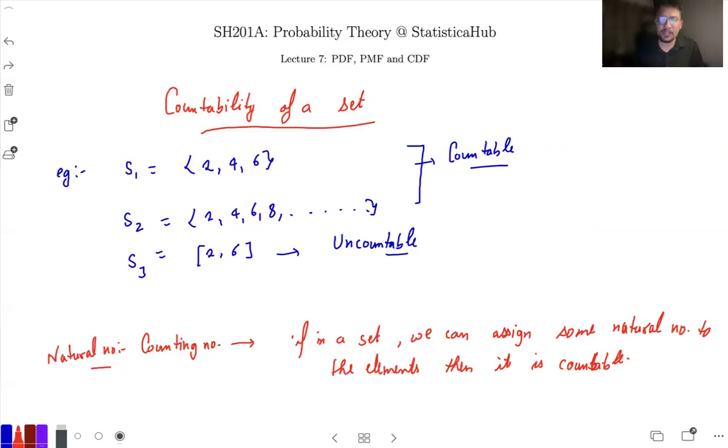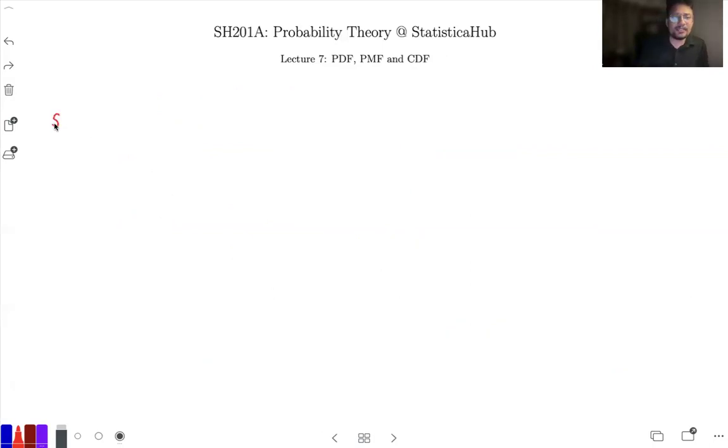I will take up the same example again, set one, that was containing 2, 4, and 6. I can see the numbers are arranged in ascending order. I can simply say this is the first number, this is the second number, this is the third number. So with respect to each element, I am able to assign a particular natural number, and we are able to count them: first element, second element, third element. So it is a countable set.